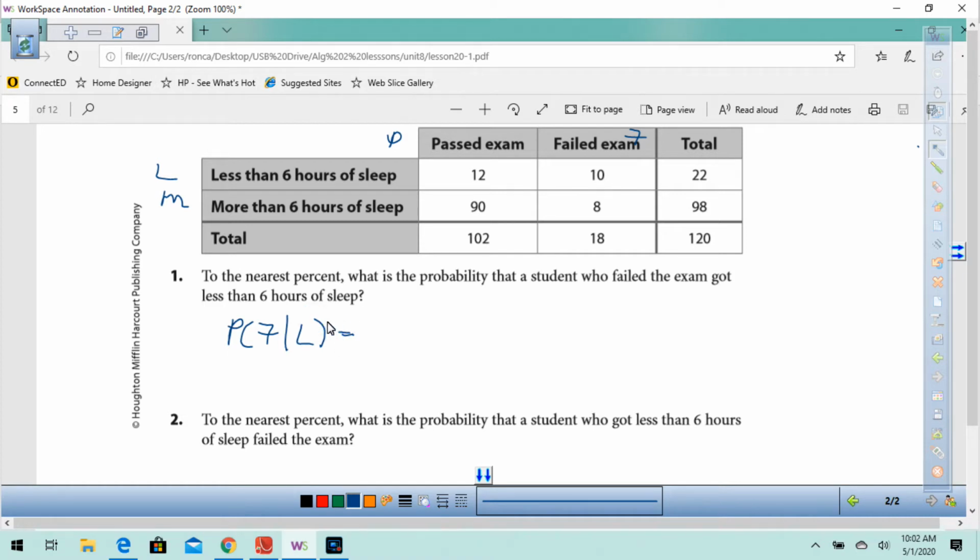So what do we got here? The probability that a student who failed the exam got less than 6 hours of sleep, that's going to be the probability of less given that they failed. Less than 6 hours of sleep is 10, and the number that failed is 18. So that's going to be 5 over 9.